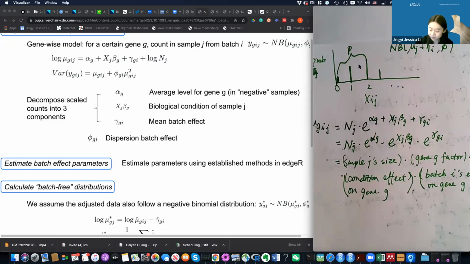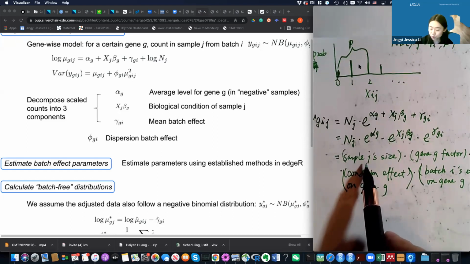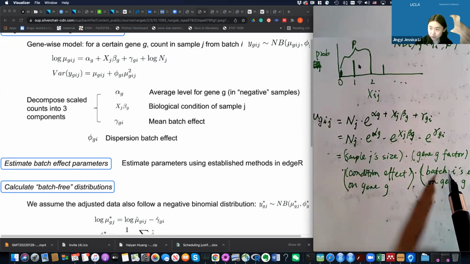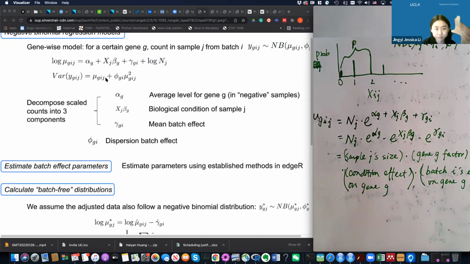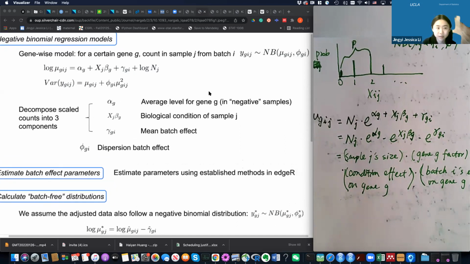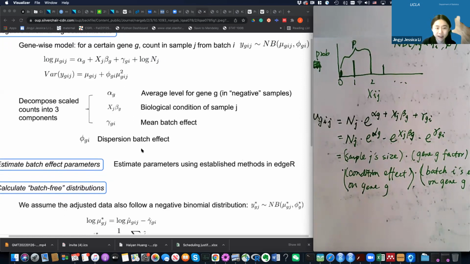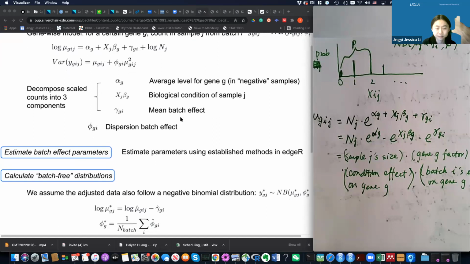So you see, the first thing has nothing to do with gene G. The second is gene G specific. The third is gene G specific. The fourth is gene G specific. So we are basically explaining why the model looks like this. And for the variance term, this is nothing special, just based on the property of the negative binomial distribution: the mean plus dispersion times mean square. I already explained what they say here.